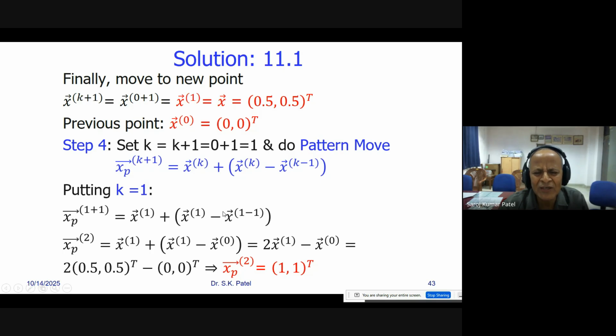This is just matrix multiplication and addition, subtraction, nothing else. So (1, 1) will be your next point after the pattern move. That is xp2. From (1, 1), now we have to do one exploratory move.